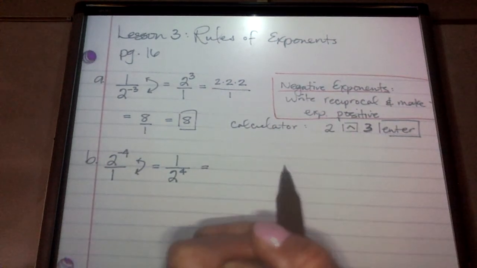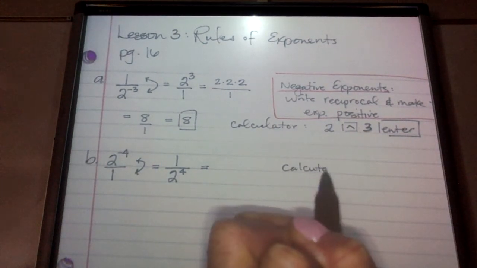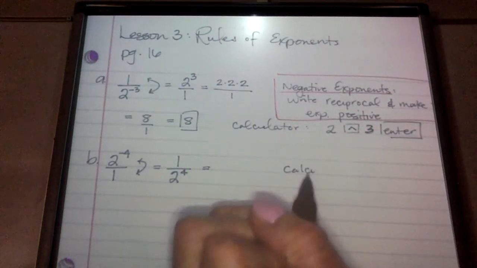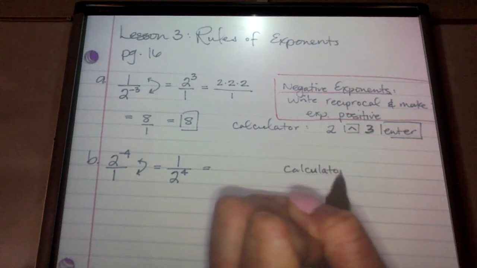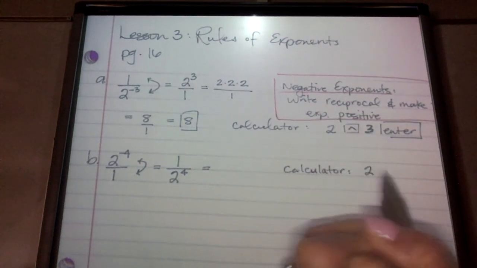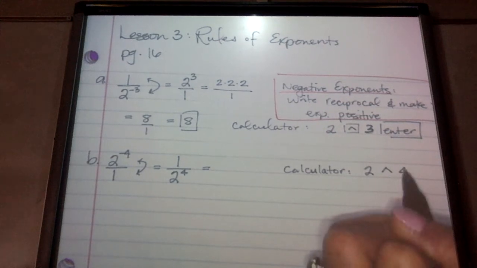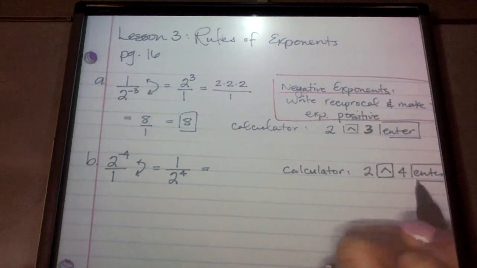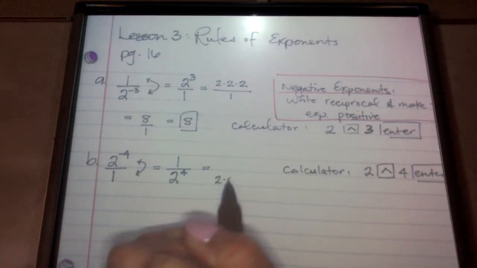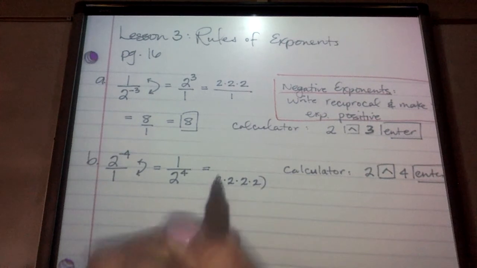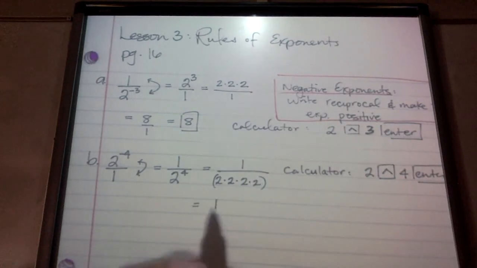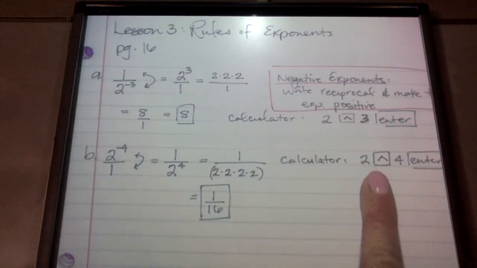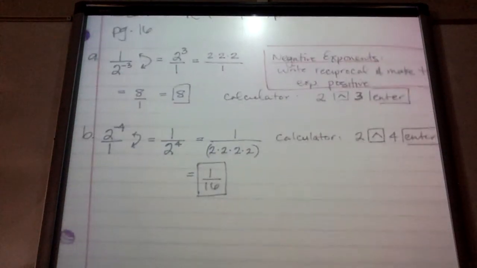So in your calculator, you would enter 2, the arrow up button, 4. So you hit this button, then enter to get your answer. Or this is 2 times 2 times 2 times 2, which equals 1 over 16. Okay, so you can either use your calculator or think of it mentally.